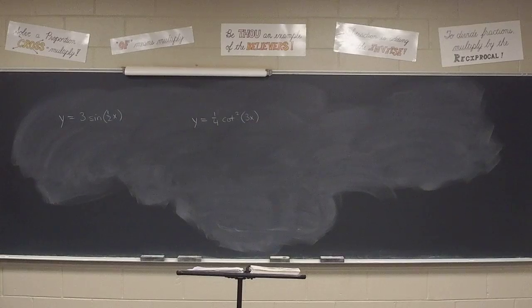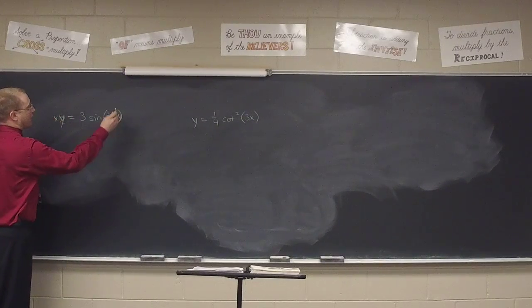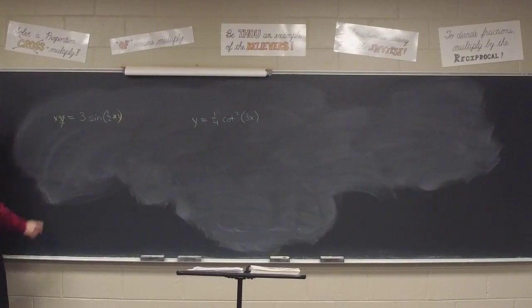First thing we need to do, class, is always switch the x and y. Next thing, divide by 3. Divide away the 3, then take the arc sine, then times 2, and we're done. Did we get this answer? y equals 2 times the arc sine of x over 3.